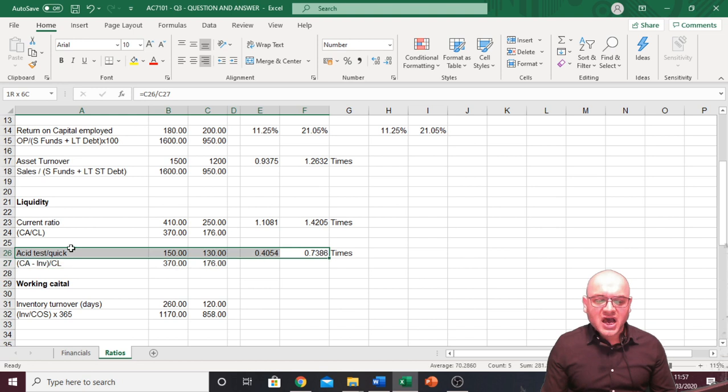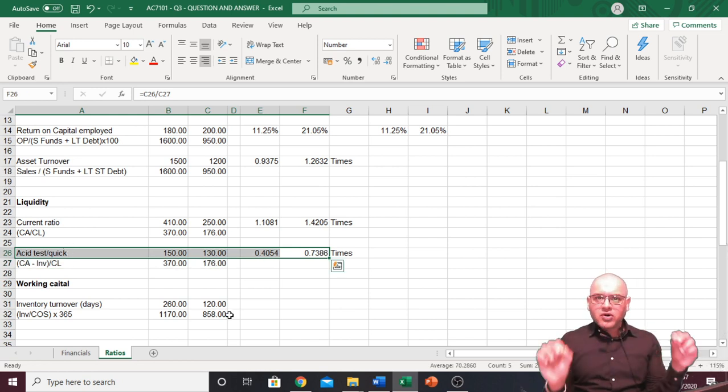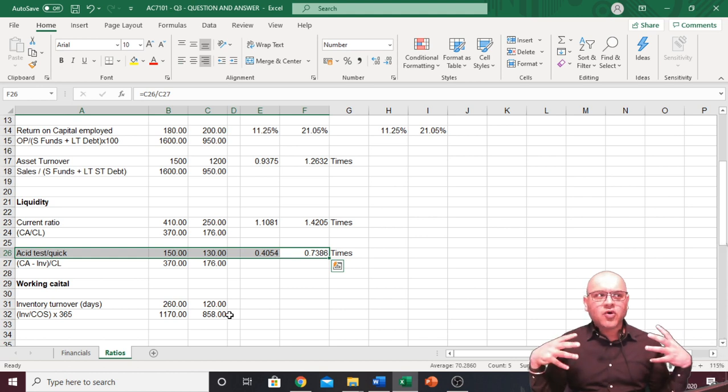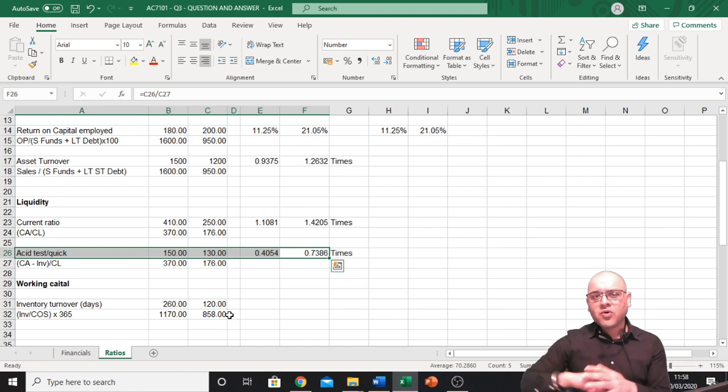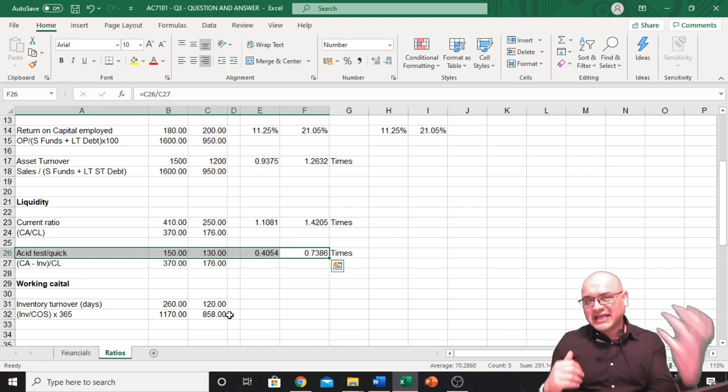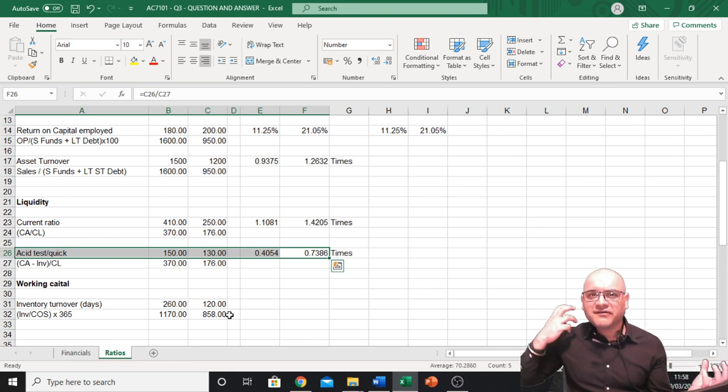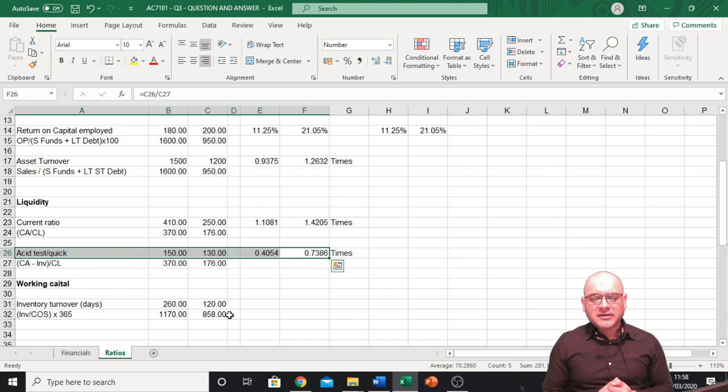Now let's be a bit harsh as well and ignore inventory from the current assets, because inventory we know is sometimes not really readily sellable. It can go obsolete. Anything could happen with inventory. There could be a fire in the warehouse and inventory can be burned down to dust. So to avoid that possibility, we ignore the inventory from current assets and then compare the remaining current assets with current liabilities to see whether we are still able to pay the bills.